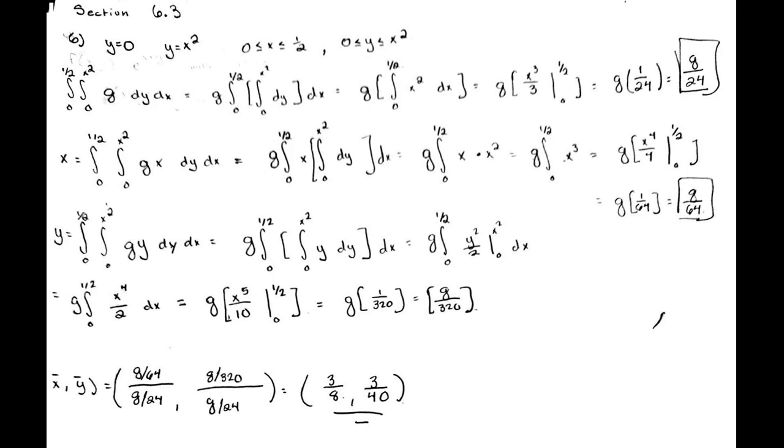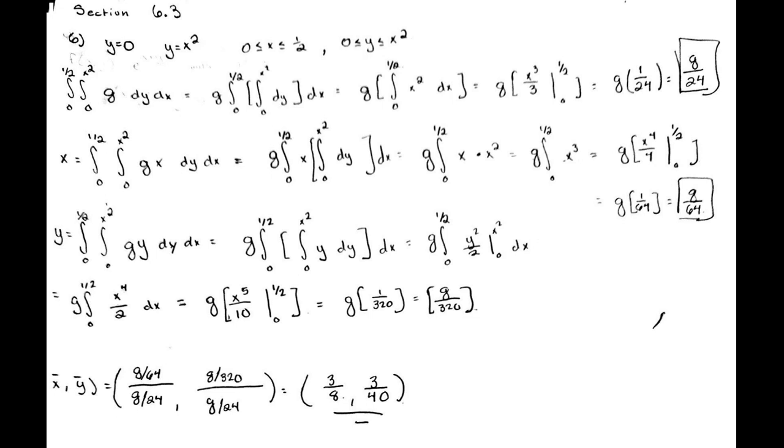Okay, so for problem 6 of section 6.3, we're asked to find the center of the mass of the region between y equals 0 and y equals x squared, and we're also given that x is between 0 and 1/2. When we're looking for the center of the mass of the region, we're looking for its x and y coordinates. When solving for the x coordinate, we would be looking for the double integral of the mass density times x divided by the double integral of mass density by itself. And for y, it will be the same thing. We would just be substituting in y for x.